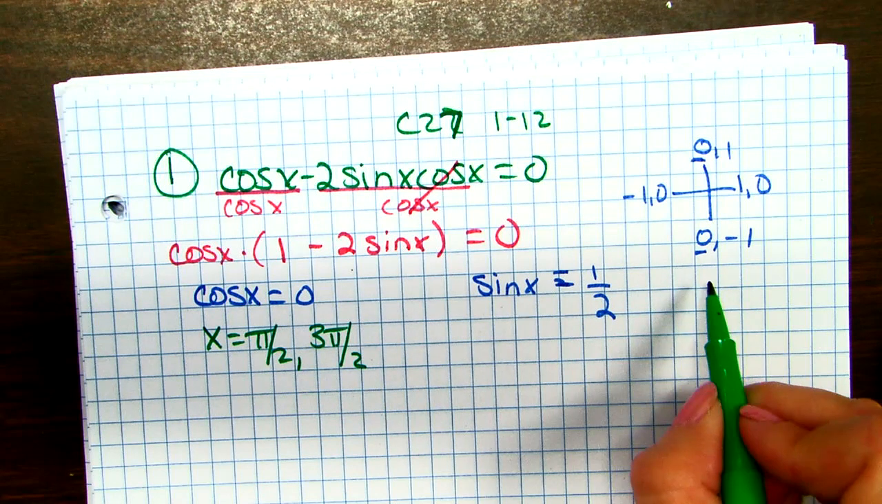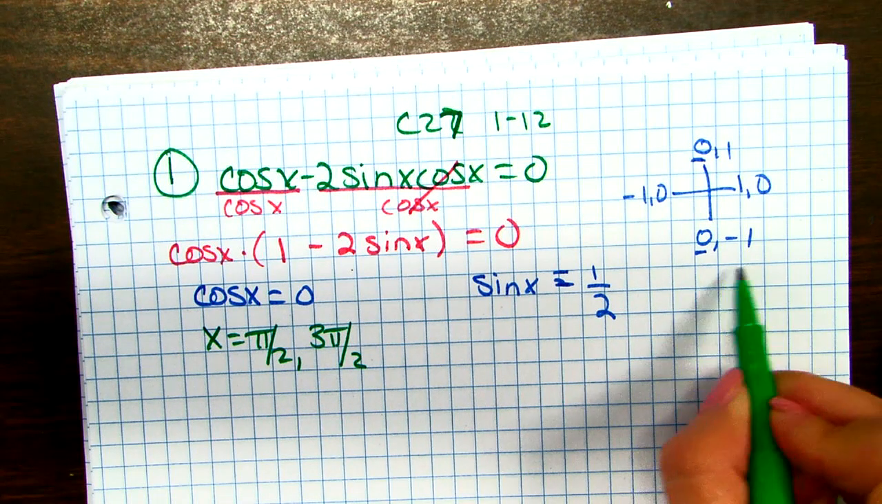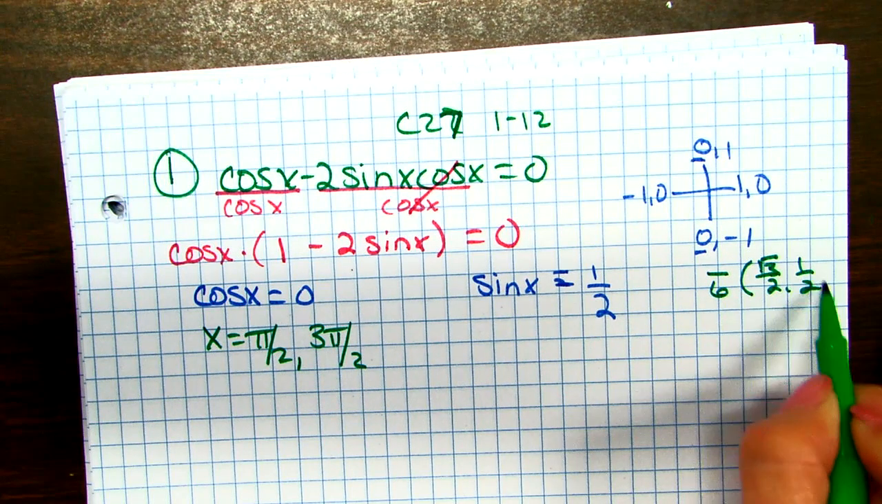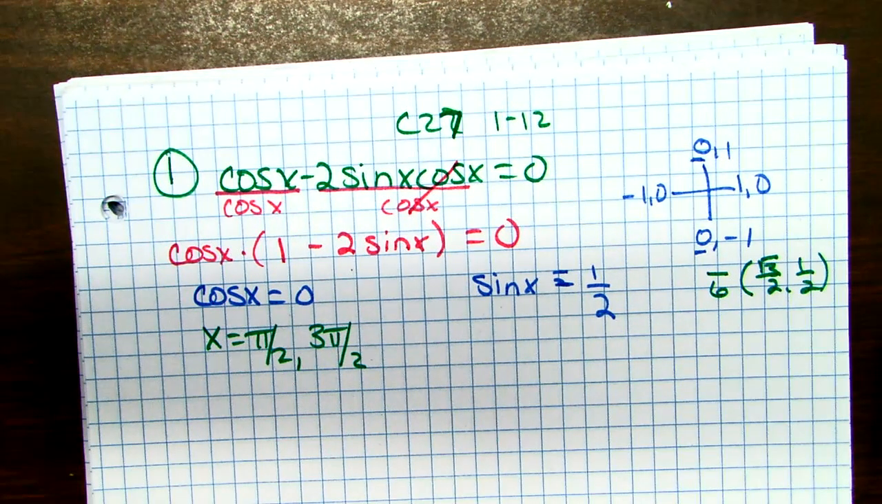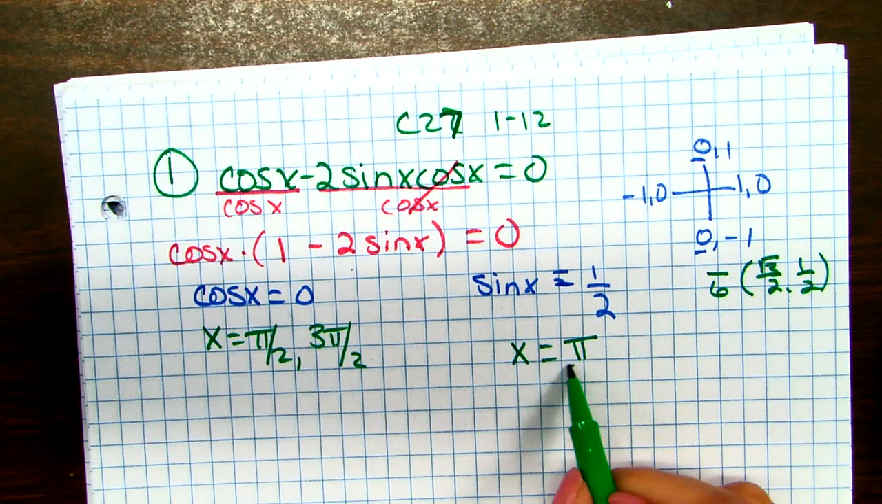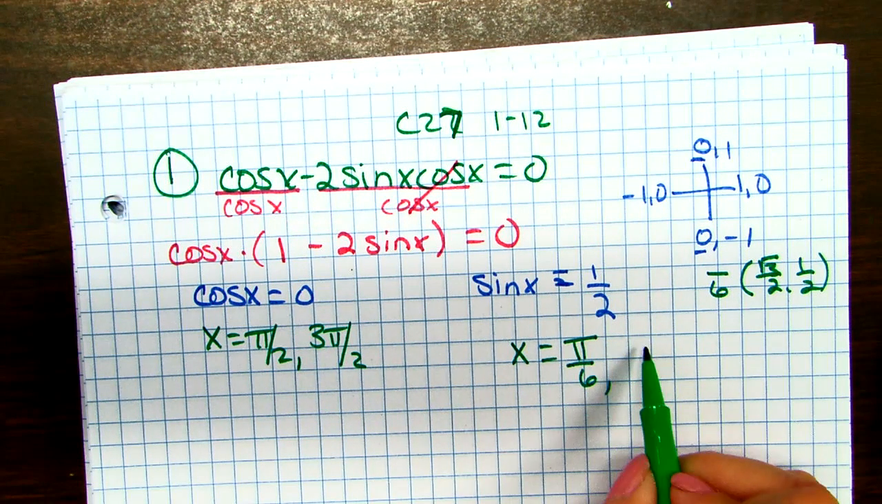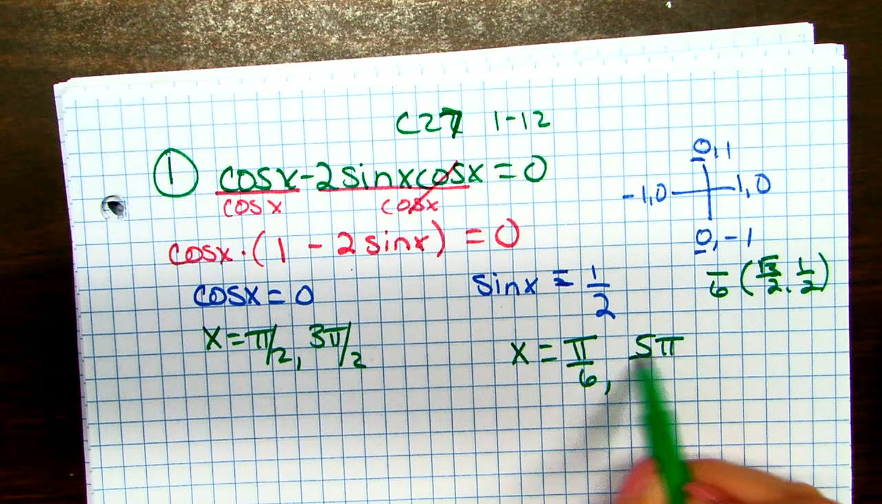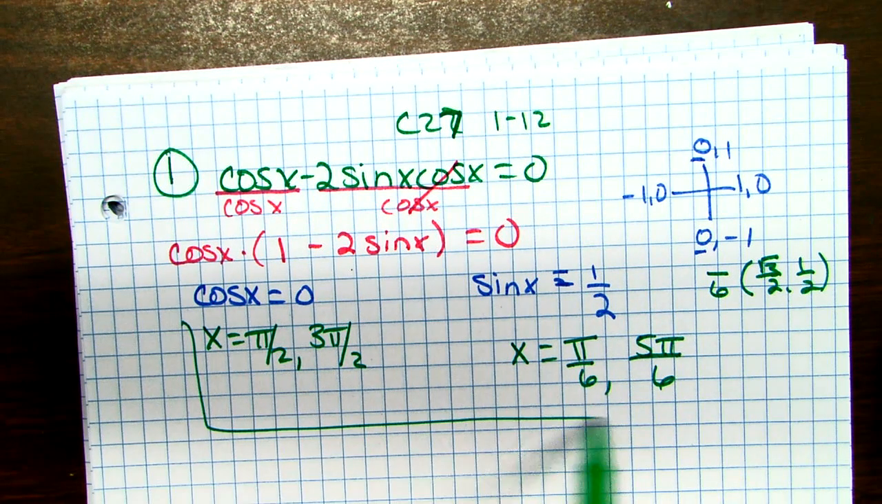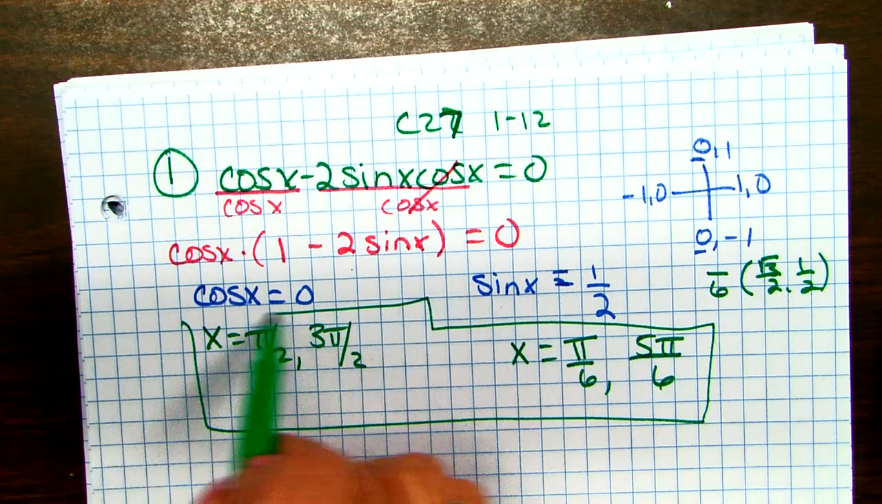Okay, so if you need to write your reference angle, there it is again, right? Sine is 1/2. Sine is positive in quadrants 1 and 2. And then you have to write it that and subtract. Okay, so we ended up with 4 solutions in that problem.